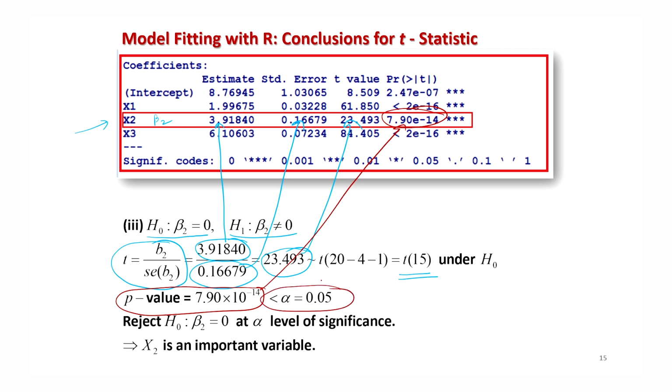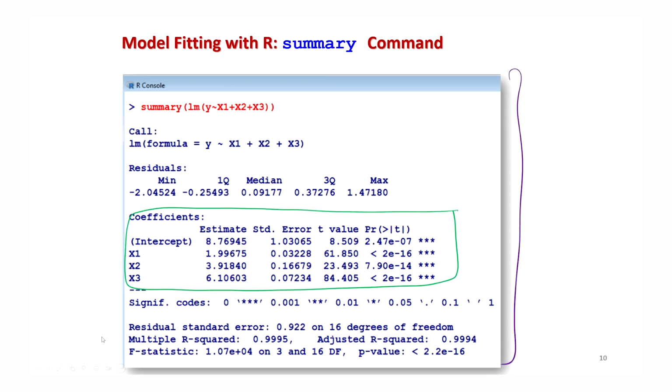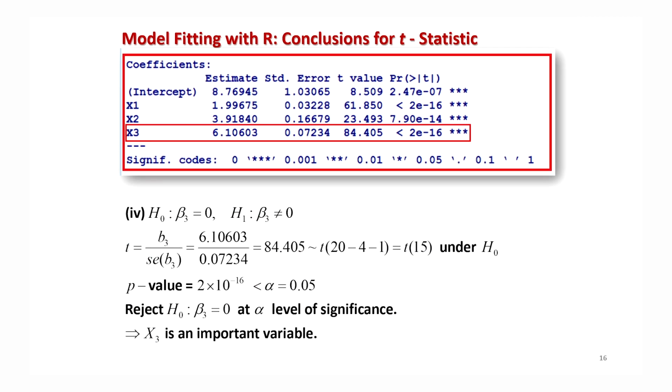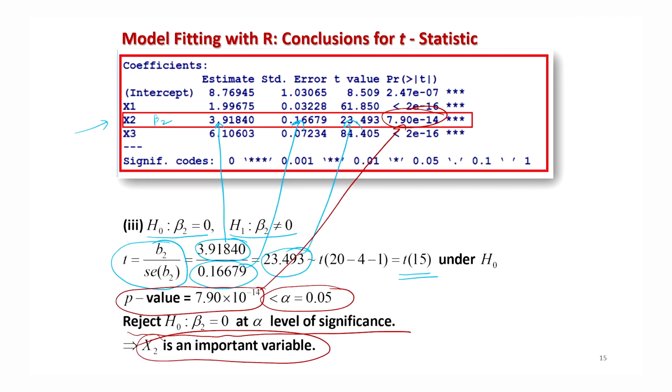So I can say once again that H naught, beta 2 equal to 0, is rejected at alpha level of significance, and hence x2 is an important variable. If you try to recall, x2 was the number of assignments submitted per week. And we agree from our experience that if a student is submitting the assignments in the class, the student will always get good marks.